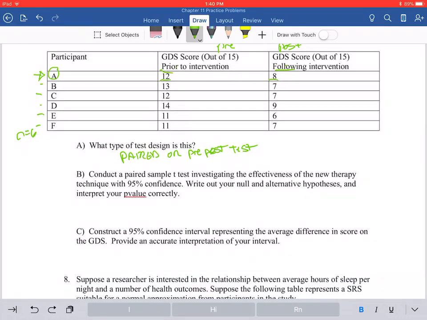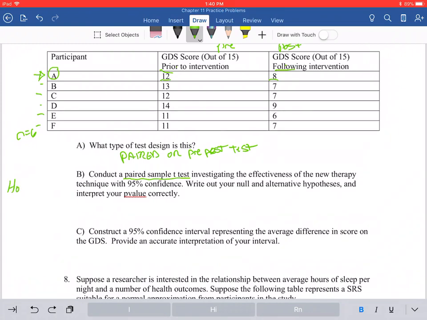And then the second part wants us to conduct a paired sample t-test, right? So it's already given to you here what kind of test it is. We have to do a paired sample t-test investigating the effectiveness of the new therapy technique with 95% confidence. Write out your null and alternative hypothesis and interpret your p-value correctly. All right. So for here, we're using delta, right? We're trying to find the difference. When we're using paired sample, we're going to find the difference using delta in between.